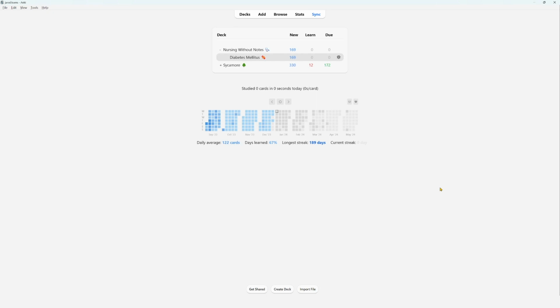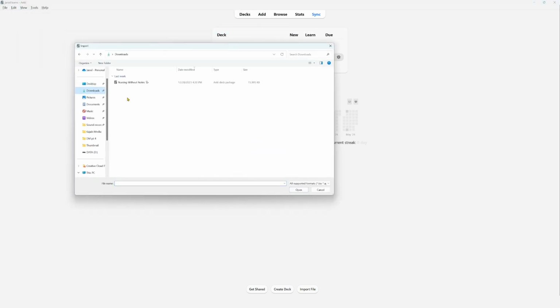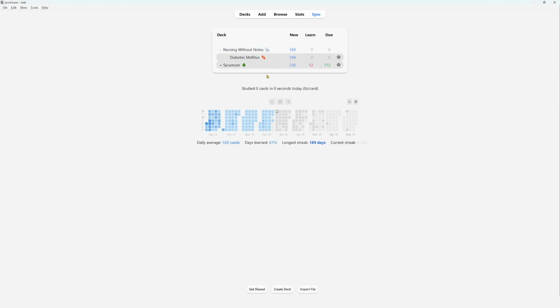Before we get started, though, I want to show you what it's going to look like when you import this file into Anki after you've got it downloaded. So what you want to do is come up here to File and hit Import, and then it should be in your downloads if you just downloaded the deck. This will be the file that you'll see, the Anki deck package. So we'll click on the Nursing Without Notes deck and open it up. I'm not going to do that because I've already got it in here, but this is going to import your deck into Anki.